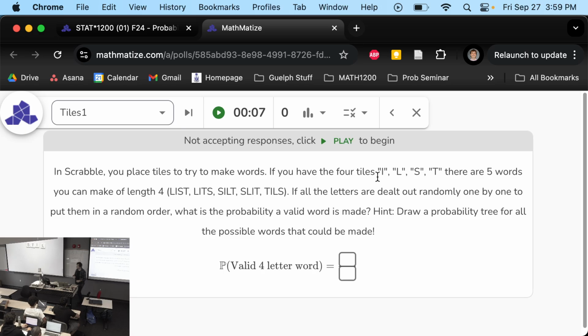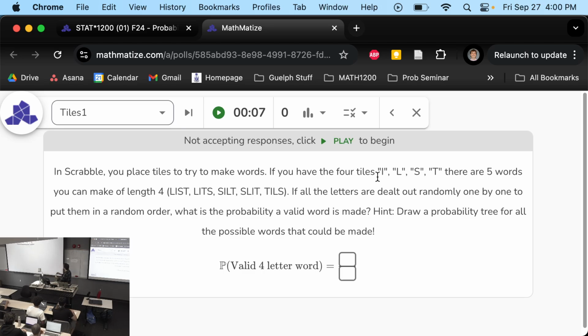Right before class I noticed there's a cup of lost pencils from students, so we're going to dump that out and put the tiles in here. We shake these up, and we're going to put them out one at a time. S. I. Oh, it could happen. T. L. Sitl. Not a word. So the question is, what is the chance it is a word?